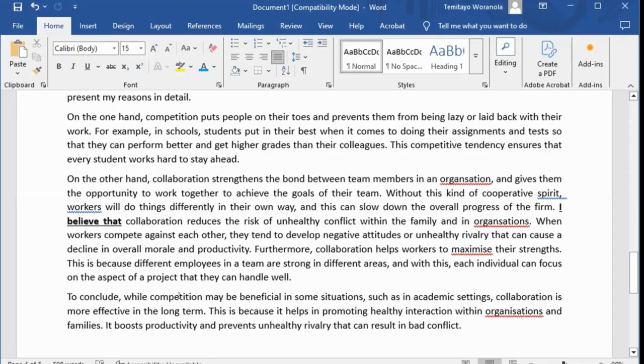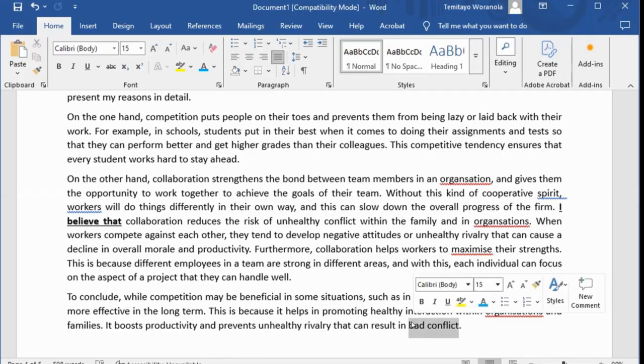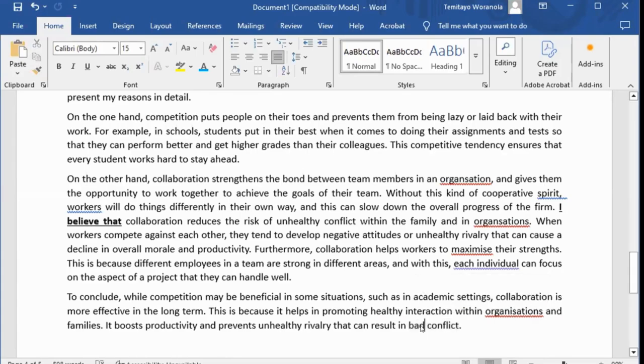To conclude, while competition may be beneficial in some situations, such as in academic settings, collaboration is more effective in the long term. This is because it helps in promoting healthy interaction within organizations and families. It boosts productivity and prevents unhealthy rivalry that can result in bad conflict. This bad conflict, I want to reduce it. I'm trying to think of another word to use instead of bad conflict.